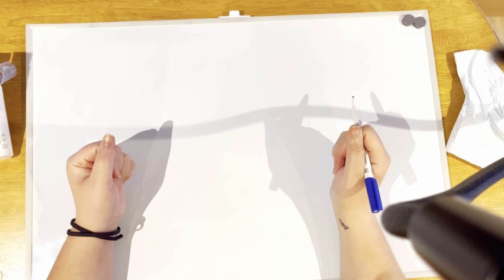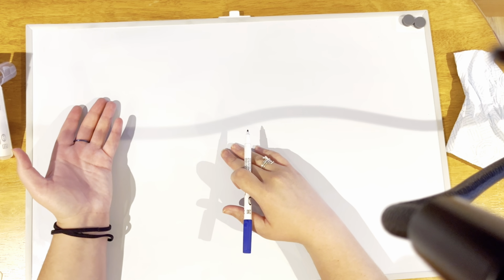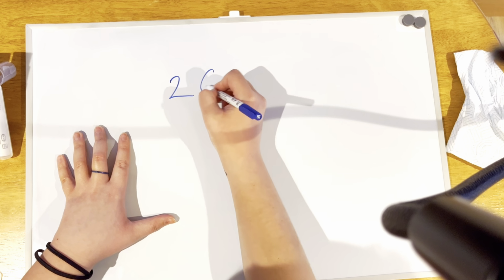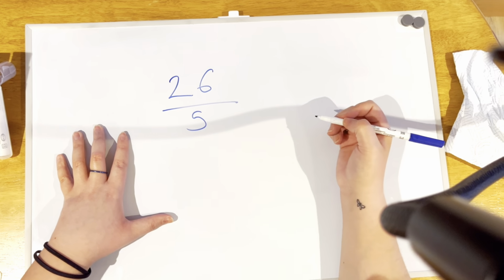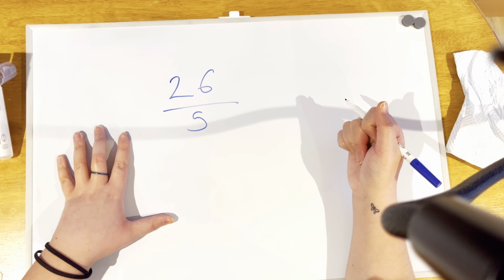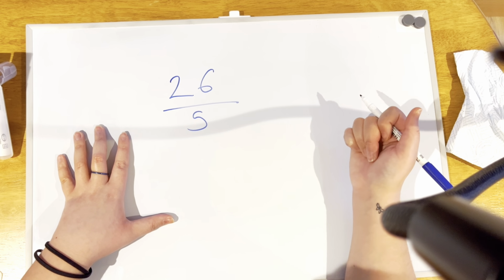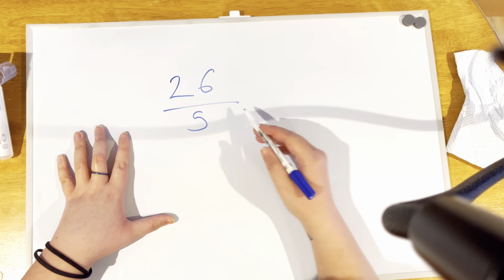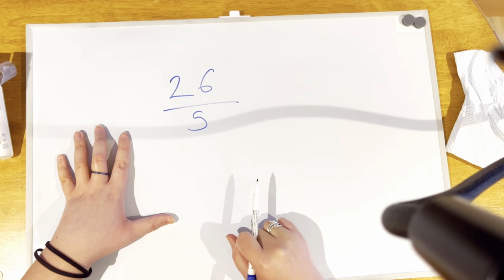Let's look at first of all how to go from an improper fraction to a mixed number. You could get a fraction that looks a bit like this: 26/5, and I want that as a mixed number. So what we need to do is divide our numerator by our denominator. So how many times does 5 go into 26?